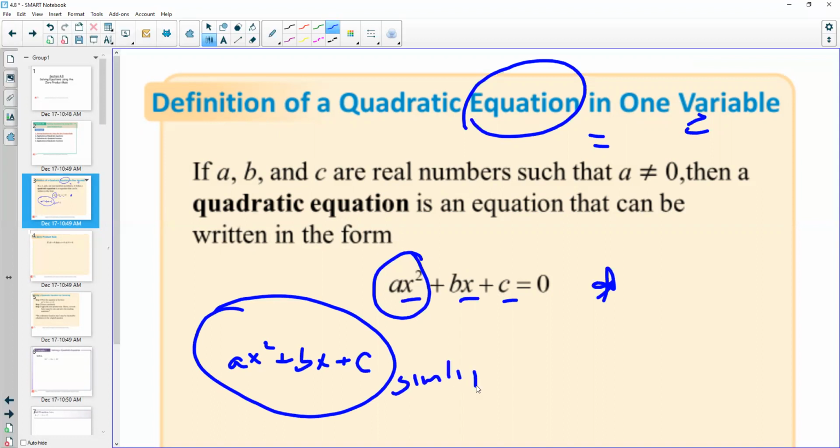Which I can't spell right now. Simplify. Whew. When we see an equal sign, we solve.